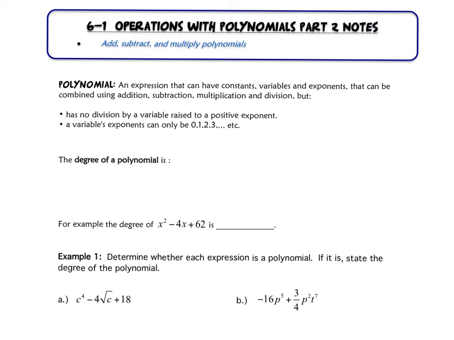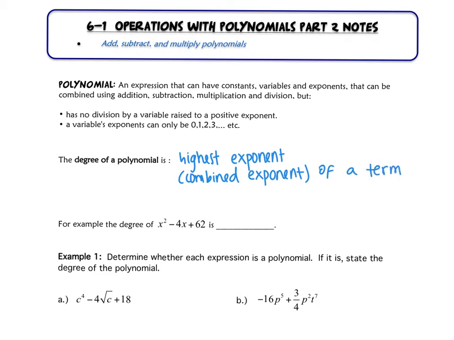The degree of a polynomial is the highest exponent, or combined exponent, of a term. So you'll look at all the terms and find the highest exponent.